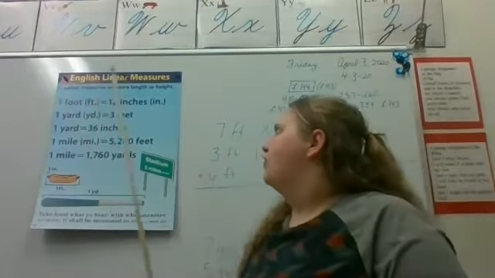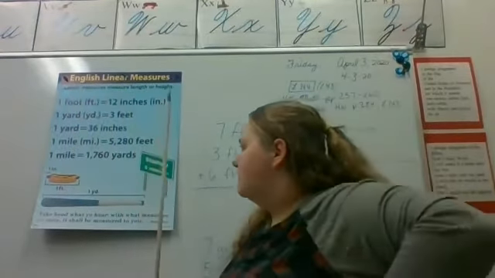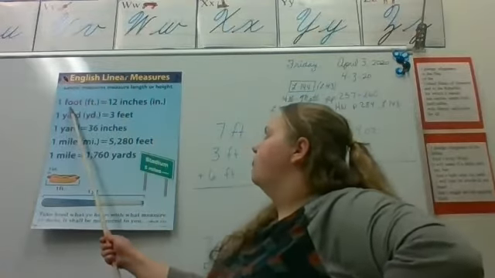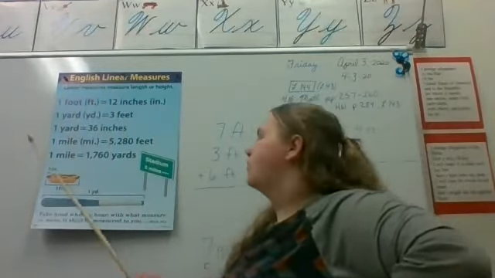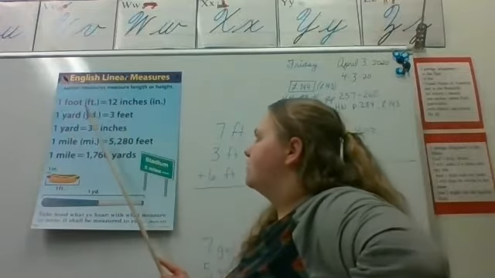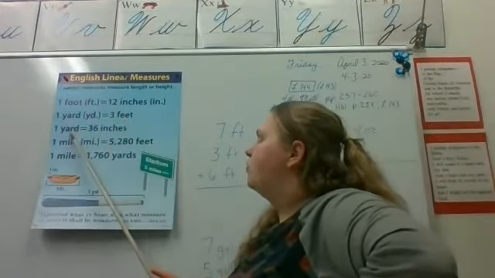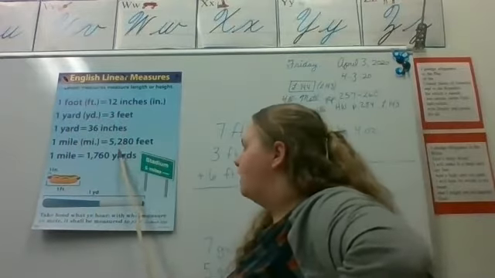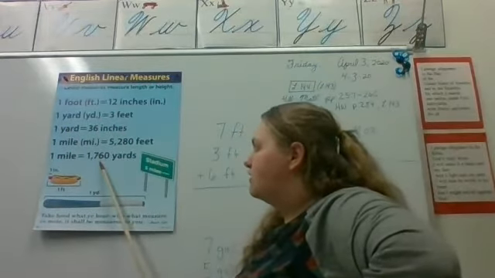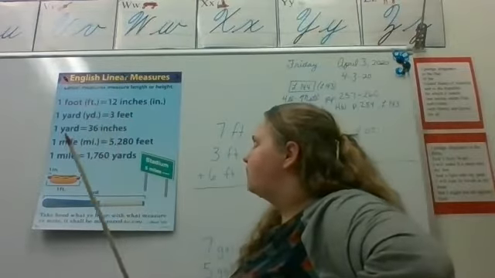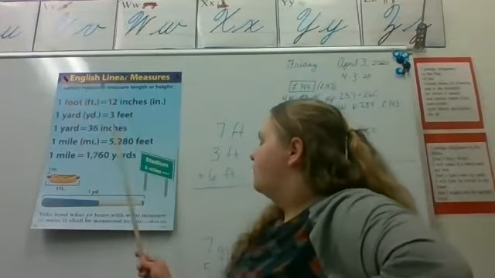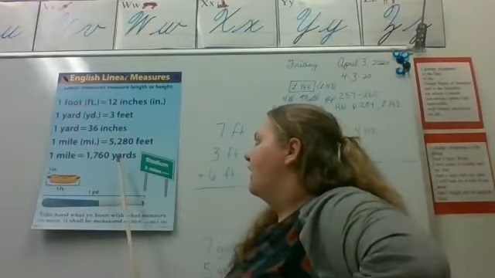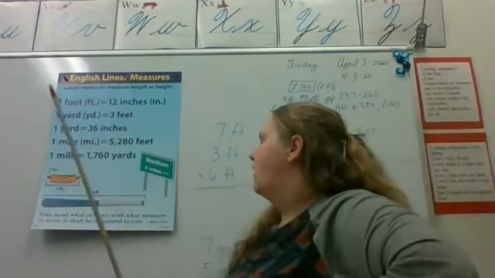Okay, we're going to start with reviewing some of our English linear measurements, length or height. So 1 foot equals 12 inches. I want you to say these with me. 1 foot equals 12 inches. 1 yard equals 3 feet. 1 yard equals 36 inches. 1 mile equals 5,280 feet. 1 mile equals 1,760 yards. Okay. So 12 inches in a foot, 3 feet in a yard, 36 inches in a yard, 5,280 feet in a mile, and 1,760 yards in a mile.